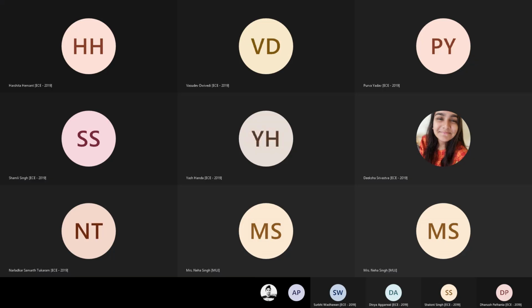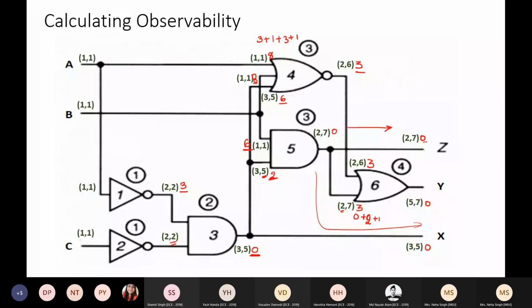So we continue from where we left yesterday. We were calculating the observabilities. We started from primary output and we moved towards primary input. Right? We defined the initial observability as 0 for the primary output. So x, y, z तीनों के लिए red में हमने 0 लिखा था. Then we propagated to level 4. Level 4 के input पे we observed the values, that is we calculated the observability CO.